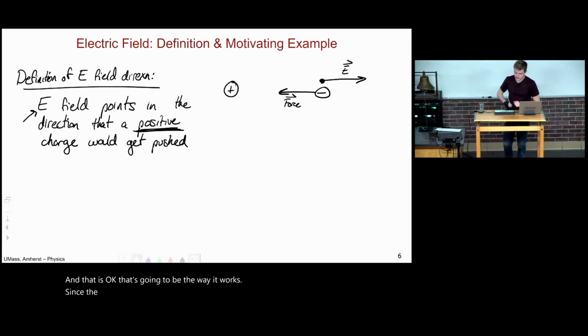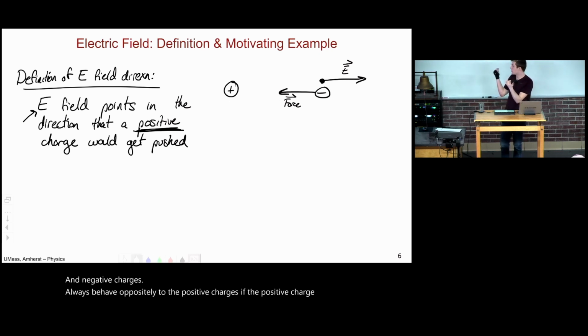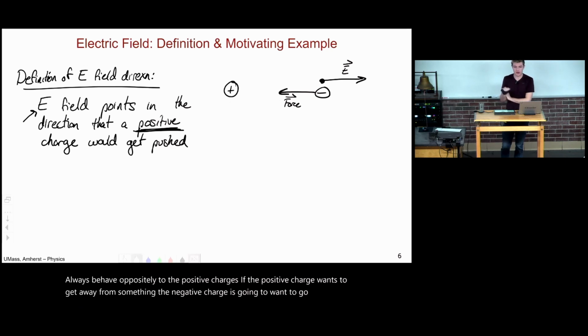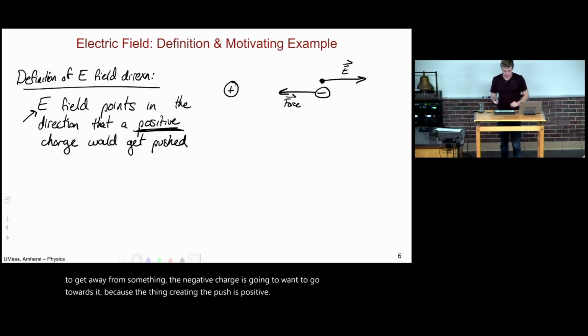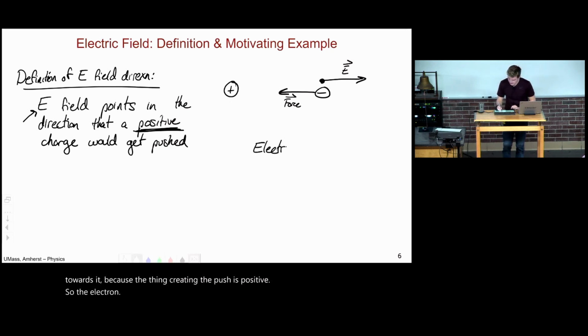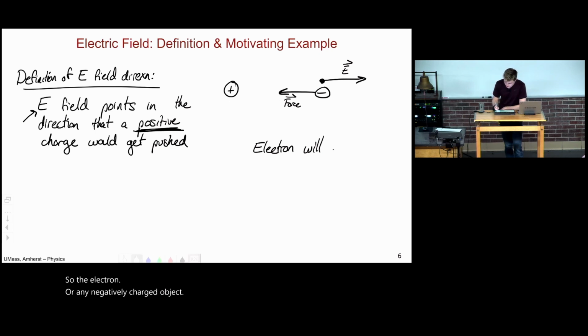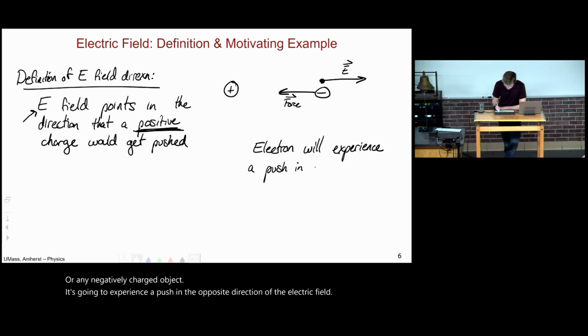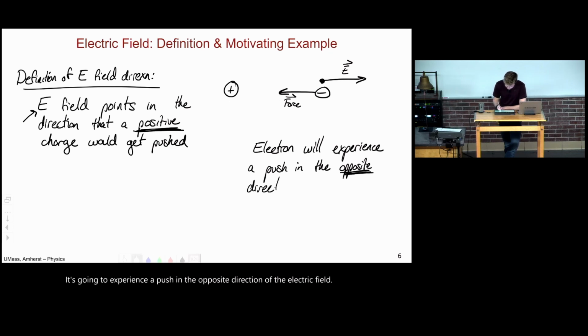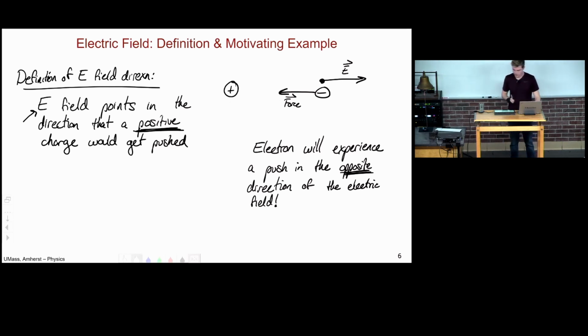Since the electric field points in the direction that positive charges would get pushed, and negative charges always behave oppositely to the positive charges. If the positive charge wants to get away from something, the negative charge is going to want to go towards it because the thing creating the push is positive. So the electron, or any negatively charged object, is going to experience a push in the opposite direction of the electric field. Okay?